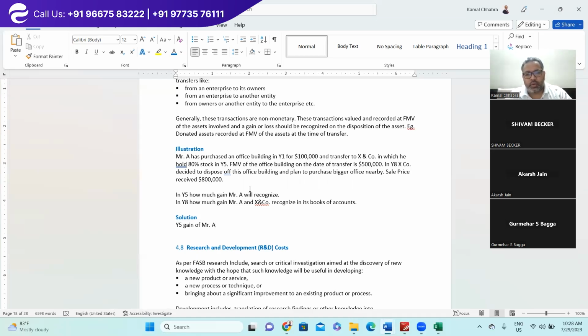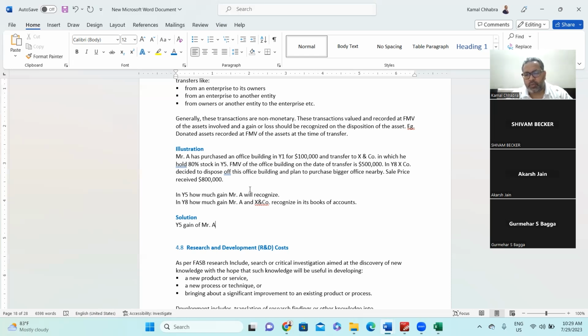Right. So let's assume you are Mr. A and you have 80% holding in X and company, and you have a piece of office building which you have purchased in year 1 for $100,000, and now X and company required an office space. Right, and you have given that office to X and company. You have transferred that asset, that office, to X and company, and you have not received any consideration from the same.